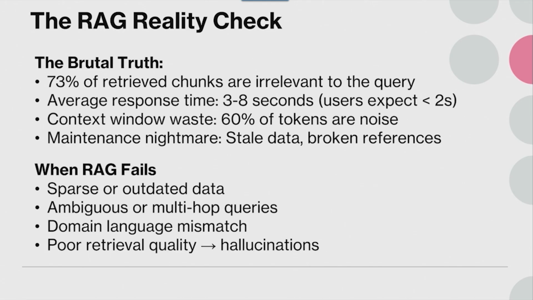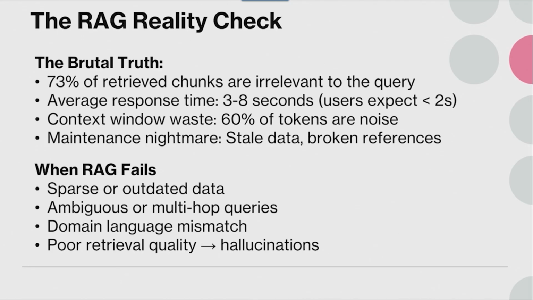All right, let's talk about the problems now. The RAG reality check. This slide is very important, folks, all righty? The brutal truth: 73% of retrieved chunks are irrelevant to the query. Let me repeat that. 73% of retrieved chunks are irrelevant to the query. Average response time is between 3 and 8 seconds. The users are expecting less than 2 seconds.